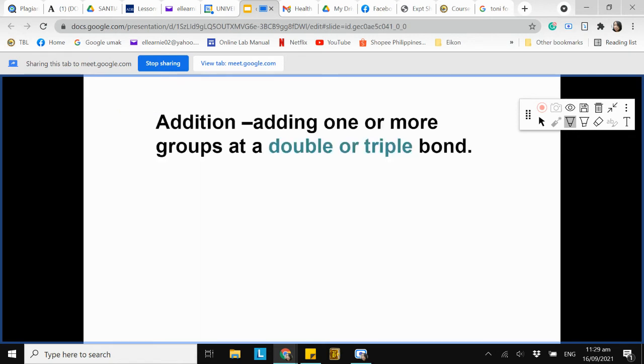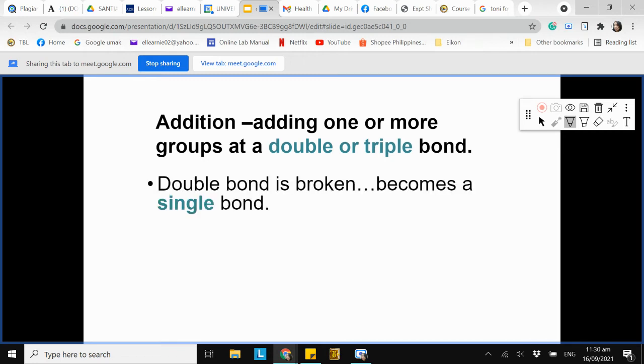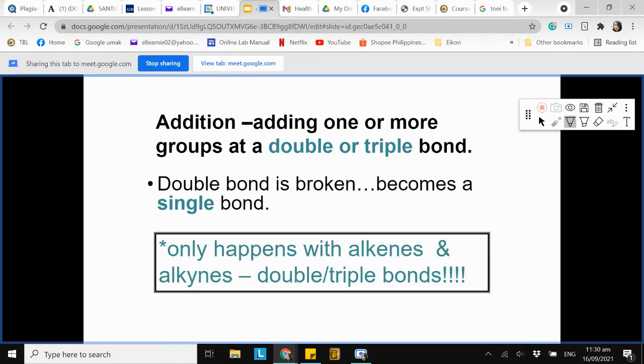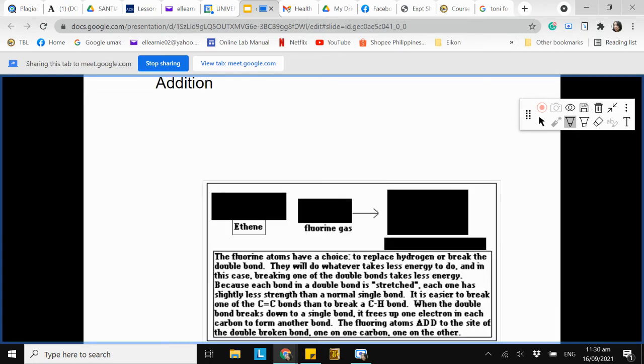Okay? Now, the other one is addition reaction. Now, in addition reaction, usually you add a compound or an element that will break down the double bond or triple bond. So, hindi siya pwede sa single bond kasi po iba na pong reaction yon. Okay? You're just gonna be removing the double or triple bond. Now, here's an example of addition reaction. So, example natin is ethene. May double bond si ethene. Okay? So, you can see the double bond here.